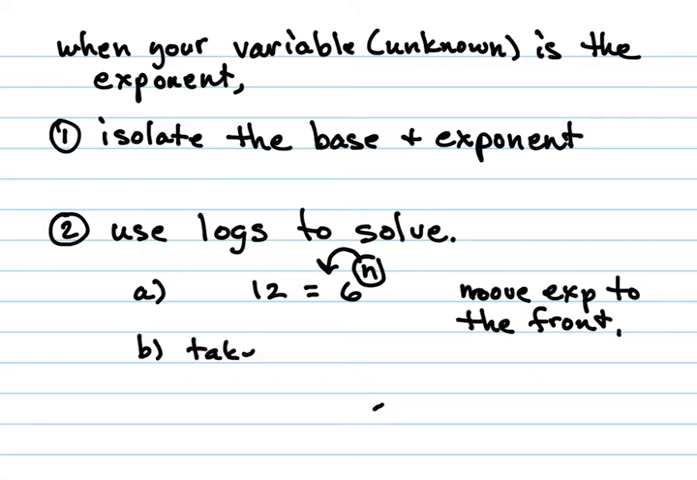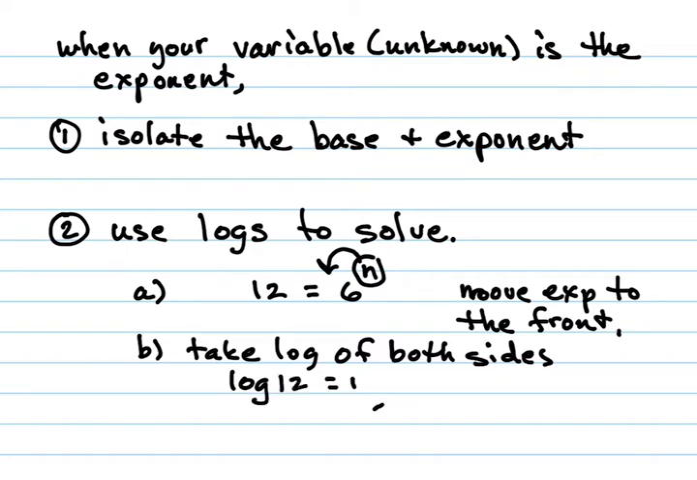Then you're going to just take the log of both sides. And again, it doesn't matter if you don't know what that means. You're simply going to write log 12 equals n log 6. You're taking the logarithm of the numbers.